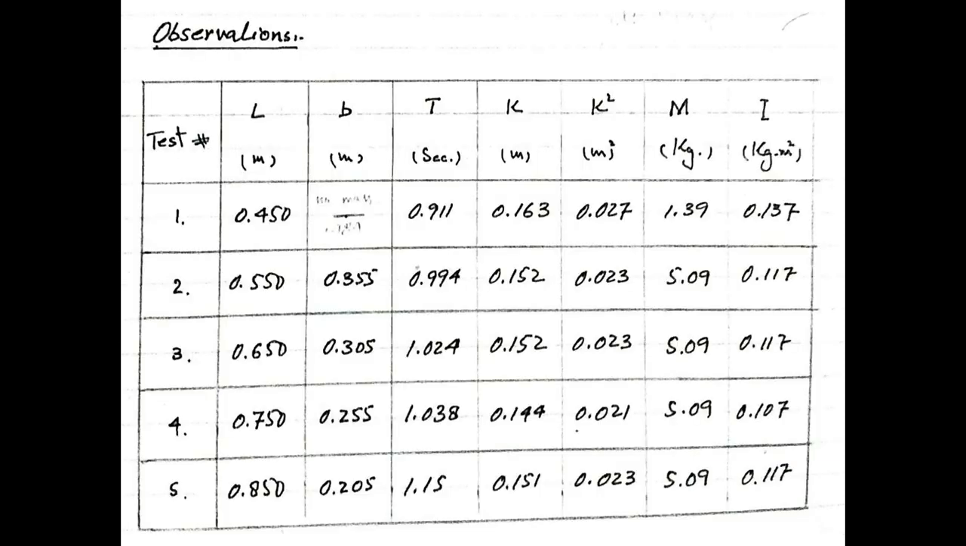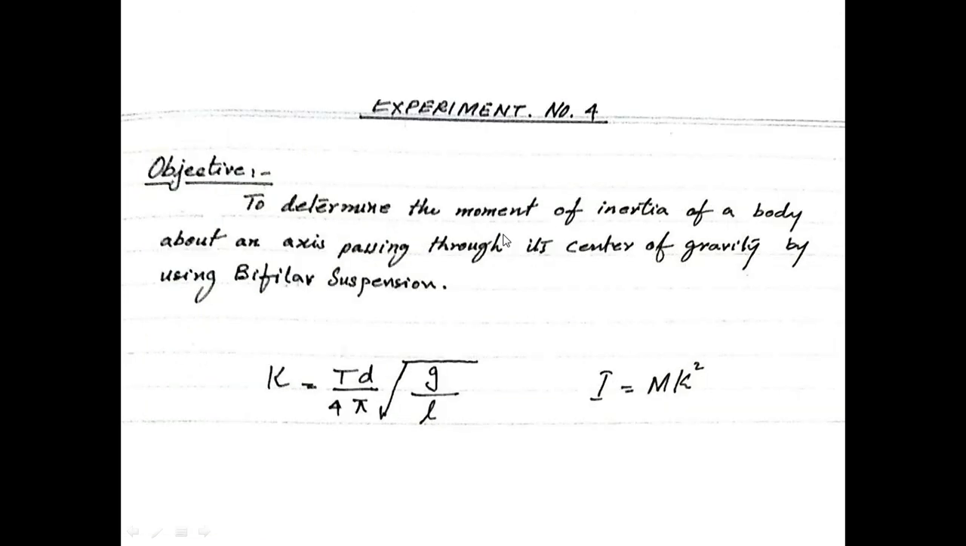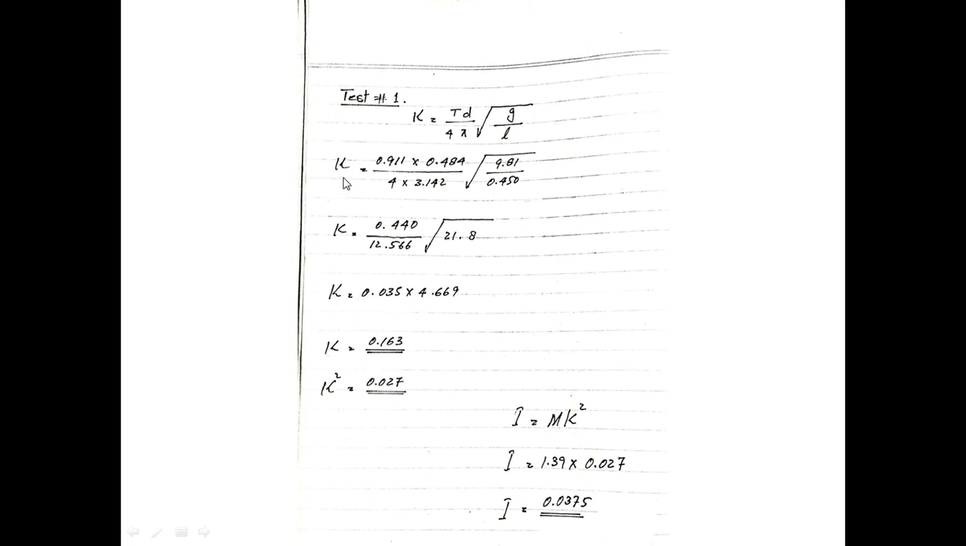For the first case, here we have a length of 0.450 meters, and the time period of a single oscillation is 0.911. From that value we will find the radius of gyration, which is equal to 0.163 meters. So here are the steps for finding the radius of gyration, as k is equal to the time period times d upon 4 pi under root g upon L. So the radius of gyration for the first case is equal to 0.163, and the square of the radius of gyration is equal to 0.027. And when we put this value of the radius of gyration into this equation, we will find the moment of inertia, which is the mass moment of inertia of the beam.